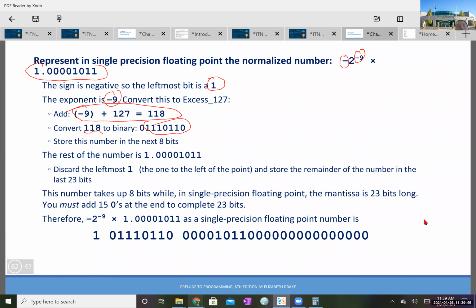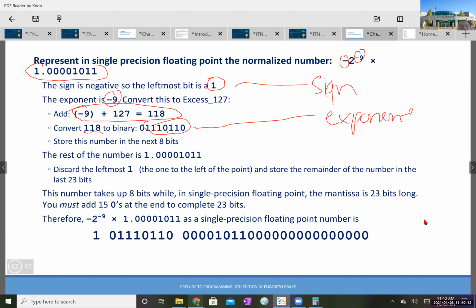Remember that you only have to add zeros to the left to make it 8 bits. That's why you have 0, 1, 1, 1, 0, 1, 1, 0 here. So now, this one is the exponent, and this one is the sign. Now the rest of this one is here.